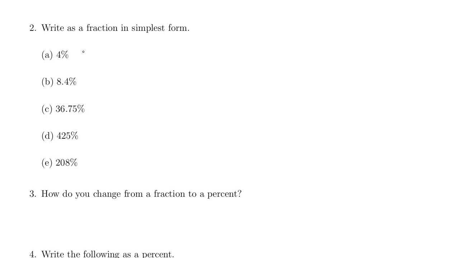2a says we want to write as a fraction in simplest form, so we have 4% in a. First, remember, we're going to write the percent as a decimal. We change this to a decimal, we get 0.04, right, or 4 hundredths. We change the decimal into a fraction, we get 4 over 100. And then when we reduce, we get 1 over 25.